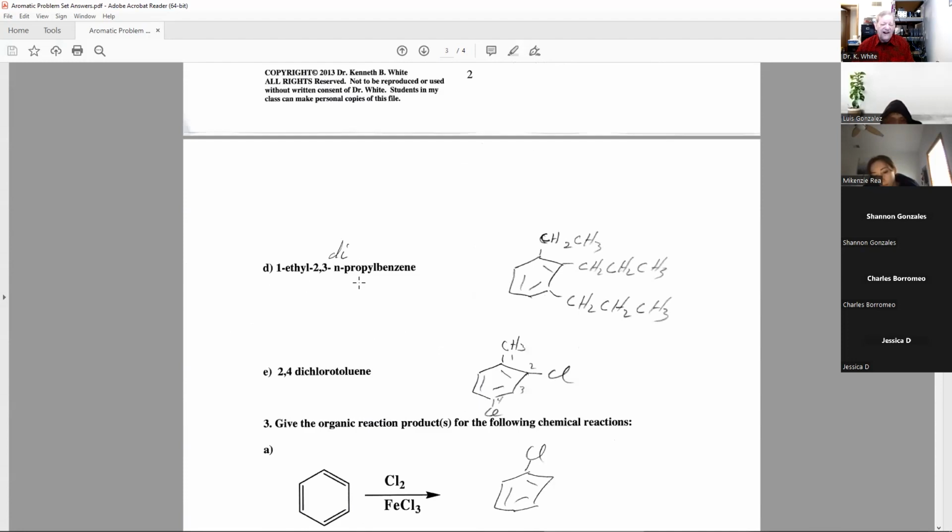And I forgot the di when I wrote the original problem set, but if we look at 1-ethyl 2,3-di-N-propylbenzene, remember, don't forget the lines or circle inside the ring. Ethyl is here 1, N-propyl on 2, N-propyl on 3.